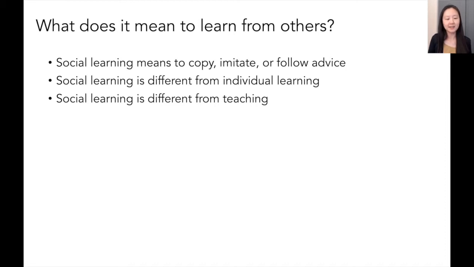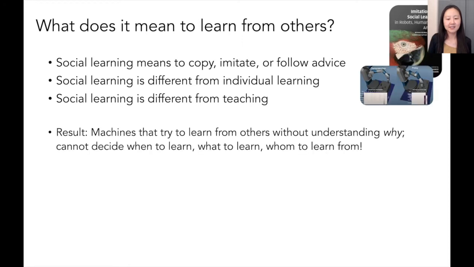So what this means for this particular community is that despite a lot of progress in implementing social learning, we still have machines that are trying to learn from others without understanding why. Why did the person do what they did, and why is it useful to learn from others? And therefore, these machines can't decide when to learn from others, what to learn from others, or whom to learn from.